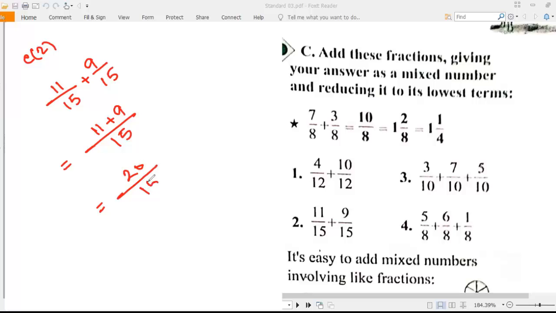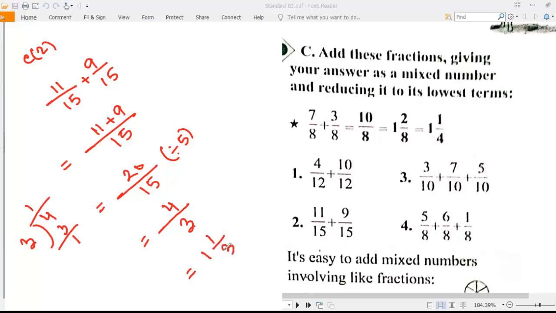20 divided by 15. Now, we can convert it into its lowest terms by dividing both numerator and denominator by 5. So 20 divided by 5 is 4, and 15 divided by 5 is 3. So now 4 divided by 3. So we can convert it right now into a mixed number. What will be the answer? 3 ones are 3, so the remainder is 1. Our final answer should be 1 whole 1 by 3.